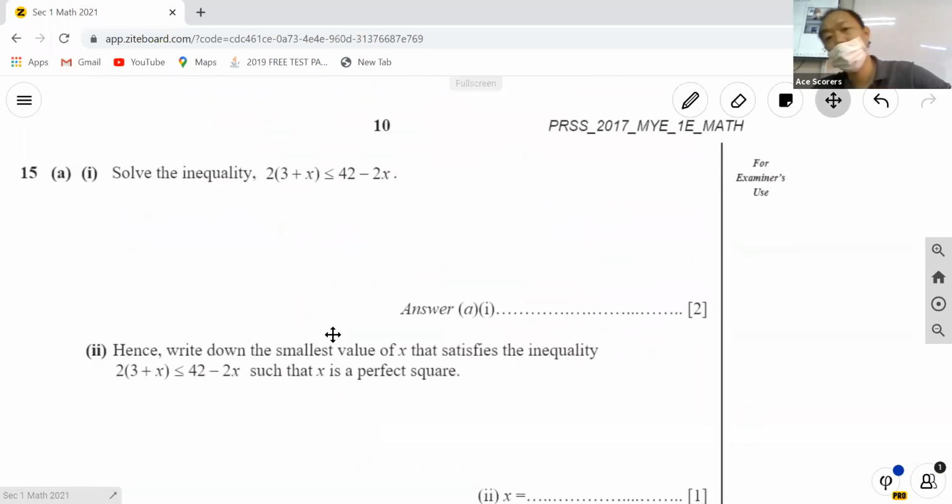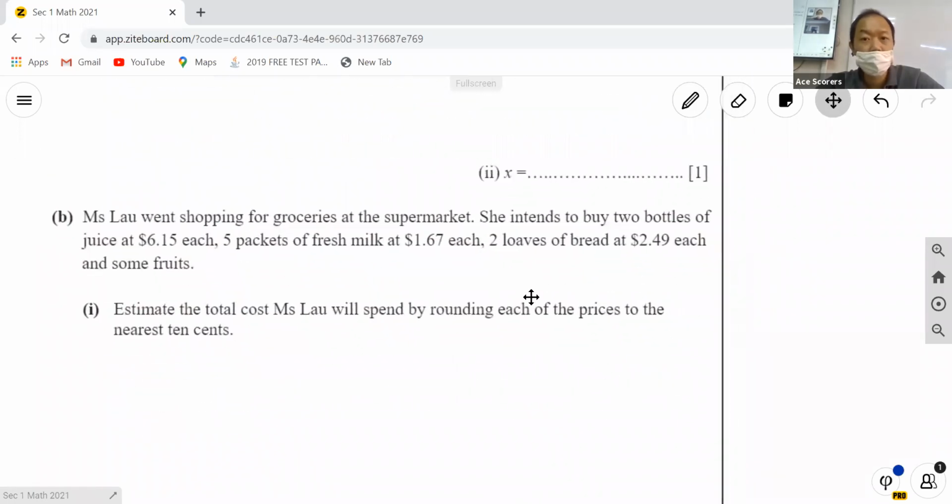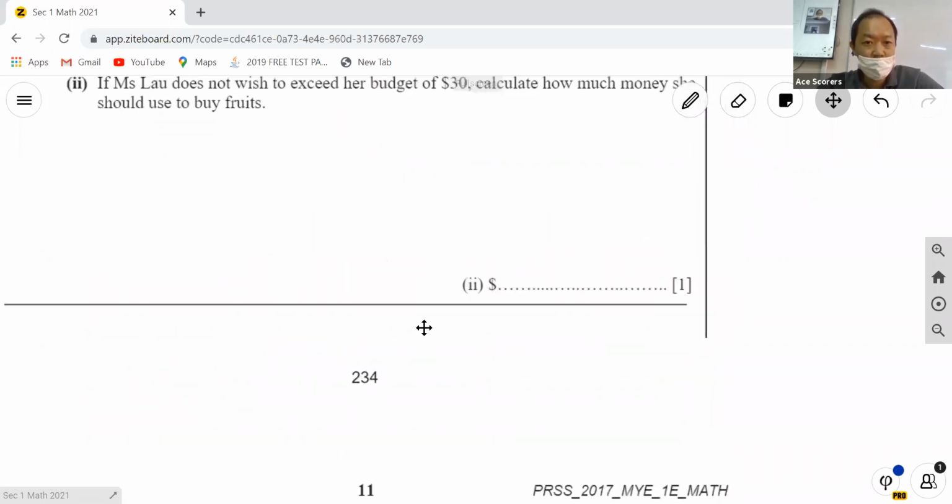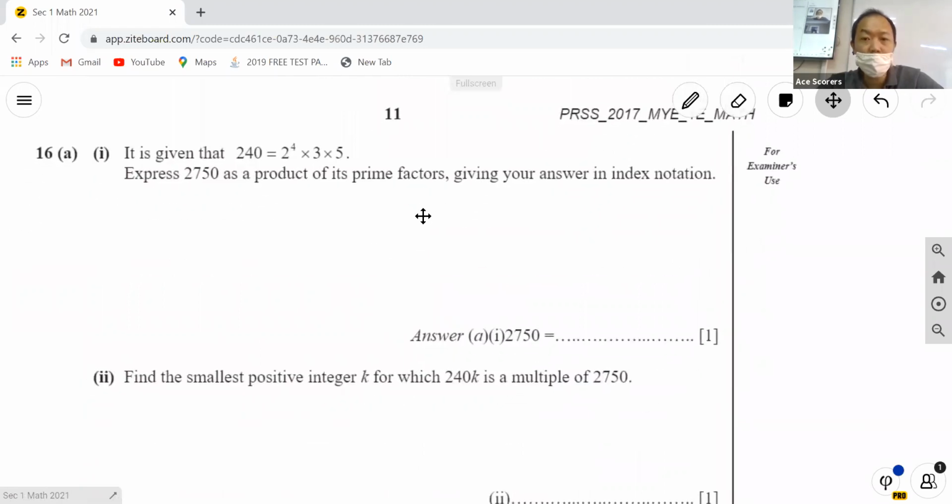Solve the inequality. Okay, you haven't done inequality, right? Skip this. Okay, rounding off one. Skip. Okay, 16 can do. You all do now. 5 minutes. Do 16. Prime factorization. Express 2750 as a product of prime factors. Find the smallest positive integer. Okay, told you all this is a different compound. So please do this now. That was about a quick 5 minutes.